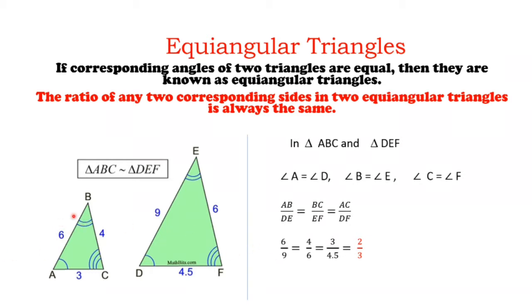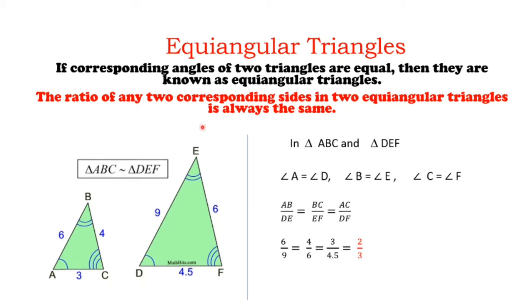AB is 6 upon DE is 9, so 6 upon 9 is equal to BC 4 upon EF 6, 4 upon 6, and AC 3 upon DF 4.5. You can check here the ratio of all these corresponding sides we get as 2 upon 3.